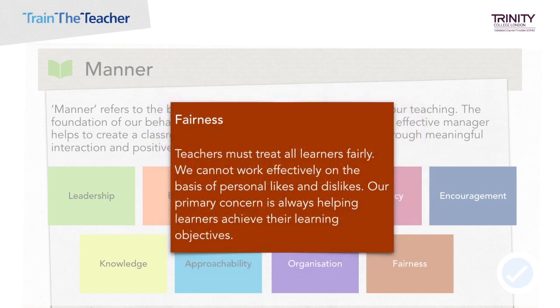Fairness. Teachers must treat all learners fairly. We cannot work effectively on the basis of personal likes and dislikes. Our primary concern should always be to help our learners achieve their learning objectives.